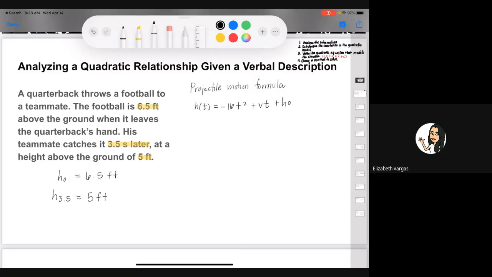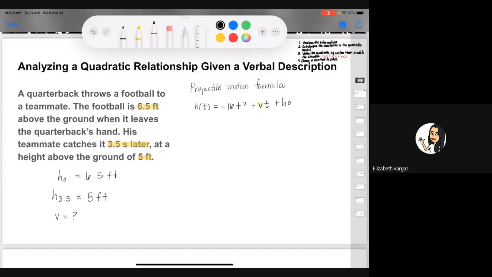And so what we're given here is information about our initial height and our height at 3.5 seconds. The information that we're not given is information about our velocity. And what you'll see is that in our projectile motion formula, we need to know our velocity. We need to know our v in order to solve.